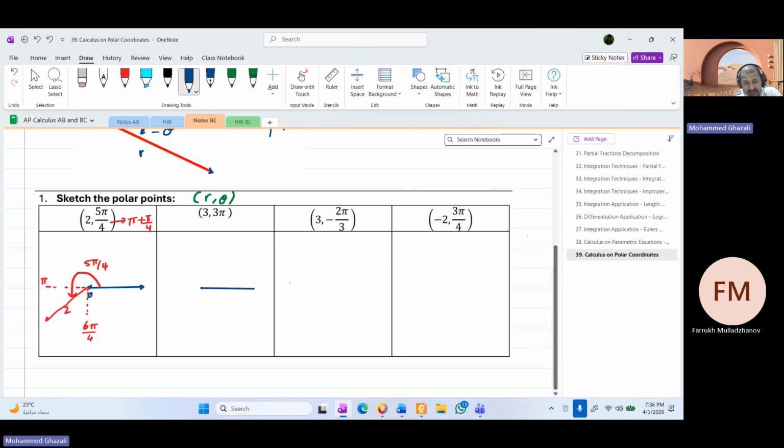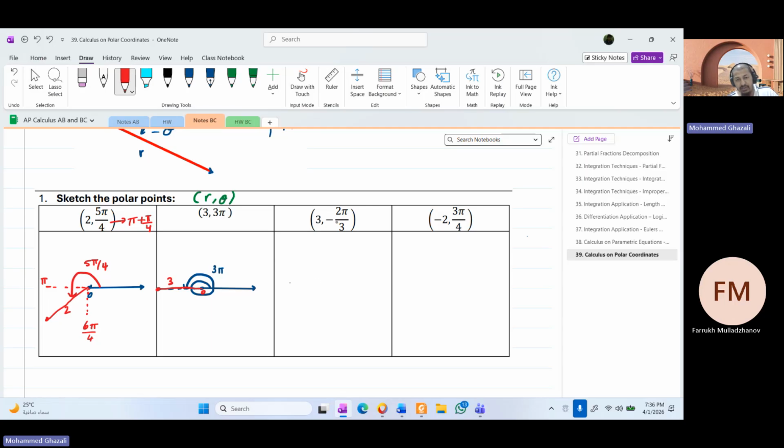So we draw the polar axis. Now, 3 pi. 2 pi is an entire revolution, so 3 pi will just be right here. So you need to show the 3 pi and the radius is 3. So you need to show 3 there. Okay? And that's the center point 0.